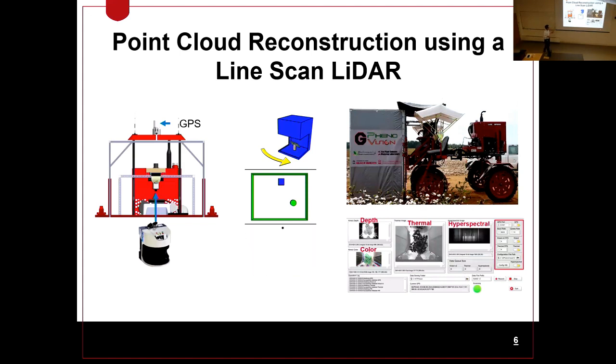For this project, I used the LiDAR. This is a 2D light scan LiDAR. Here you see I mount the LiDAR here, and then we have RTK GPS here. So we developed a LabVIEW-based data collection system. The system can collect the LiDAR scans and the GPS records. Based on this, we tried to reconstruct the 3D model of the plant canopy.